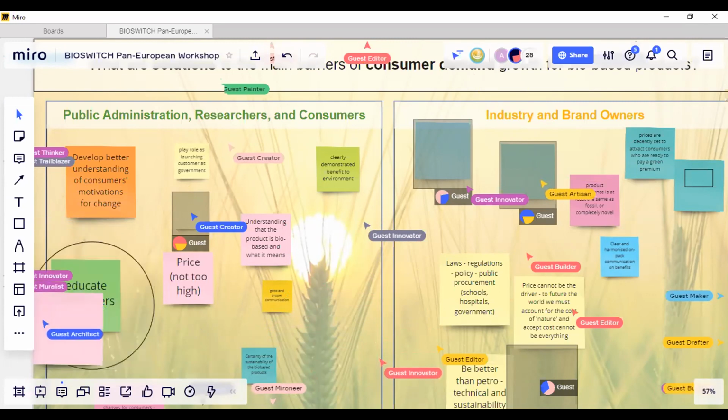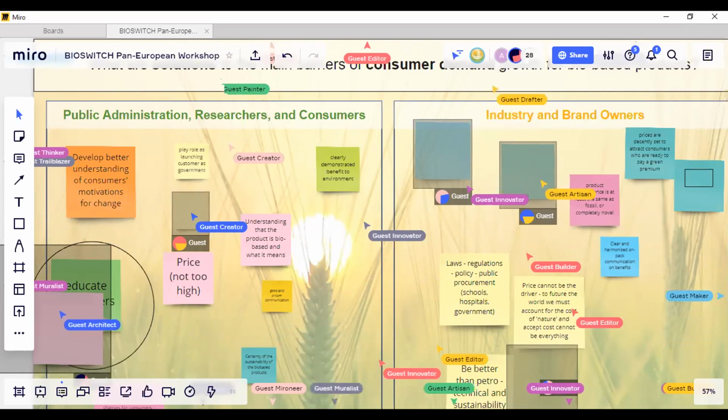Several comments relate to the price. A good one is, of course, that price cannot be the driver. We must account for the cost of nature and accept that cost cannot be everything.